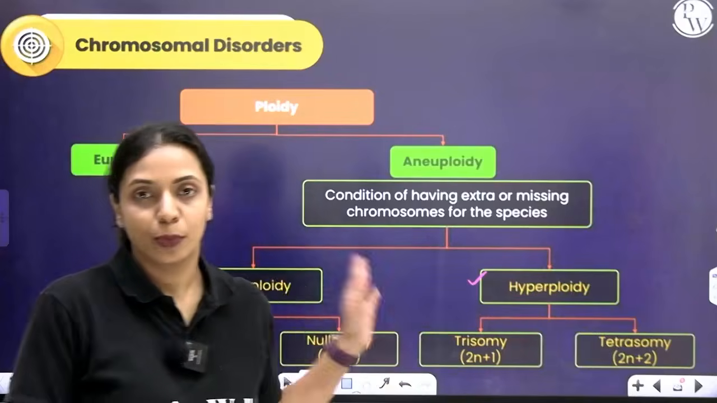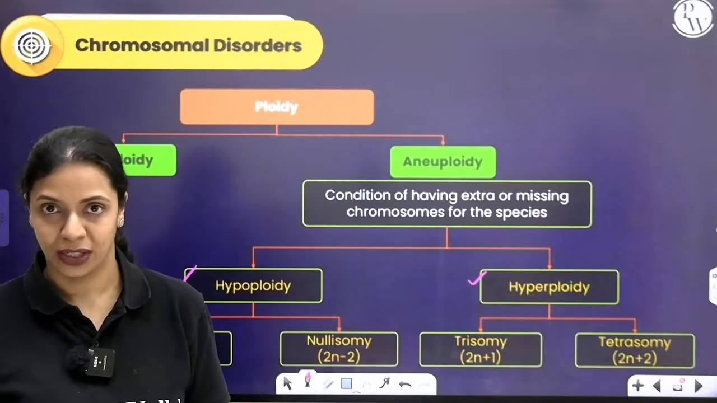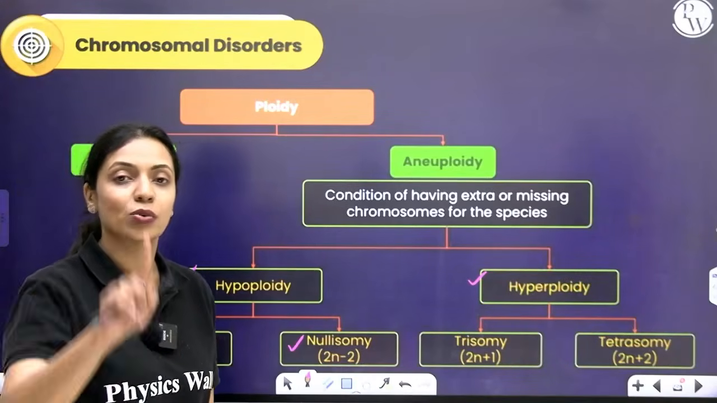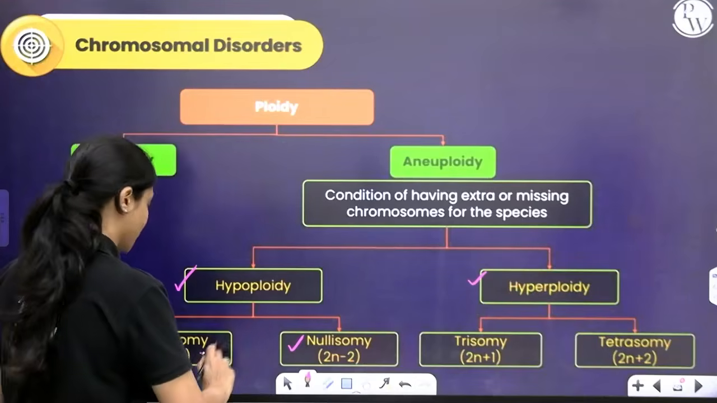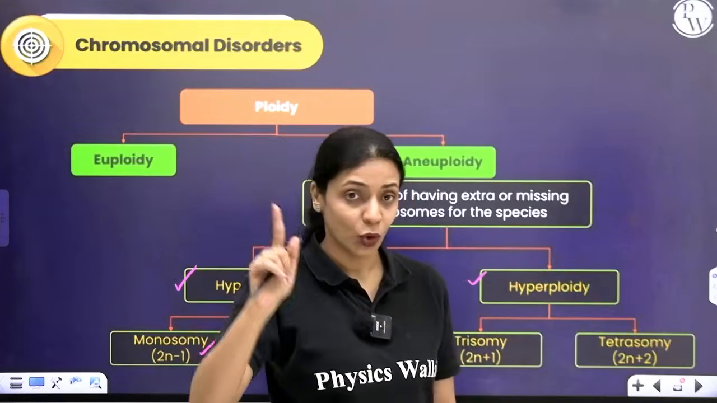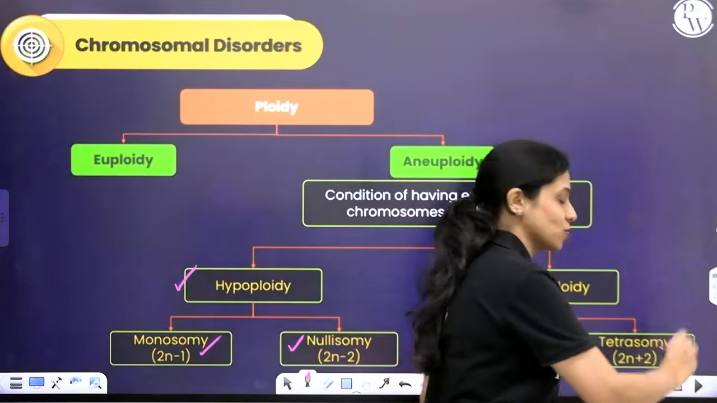Let's talk about hypoploidy. If there is 2 less than normal, instead of 46, if there are 44, then you call it nullisomy. If there is 1 less than normal set, then you call it monosomy. If there is 1 more than normal, you call it trisomy. If there is 2 more than normal, you call it tetrasomy.